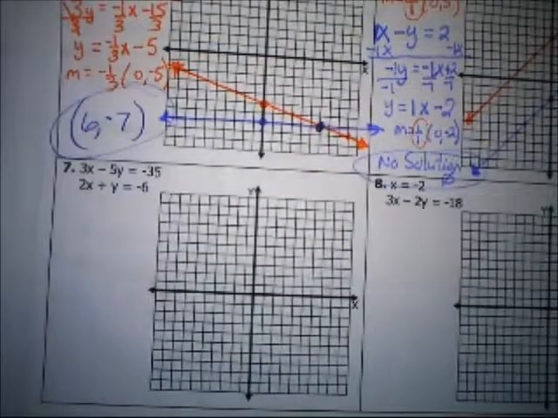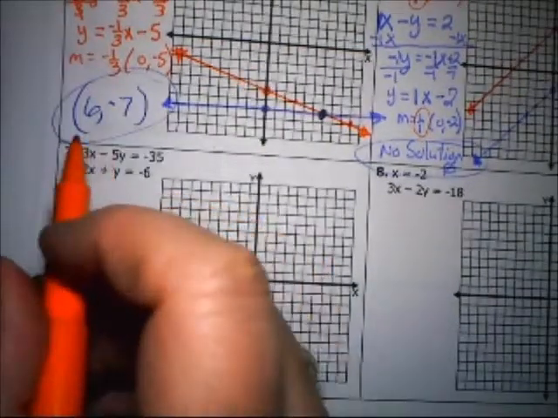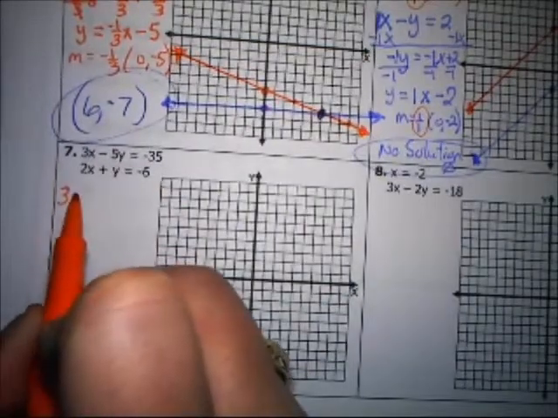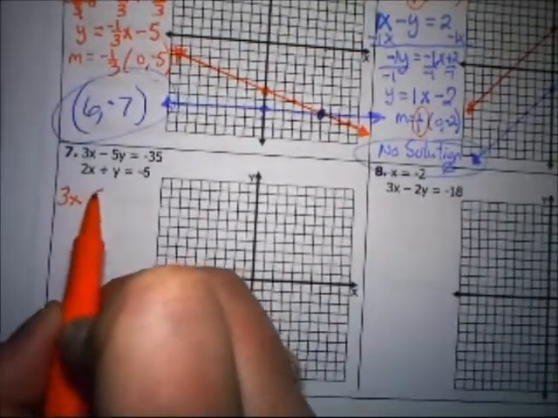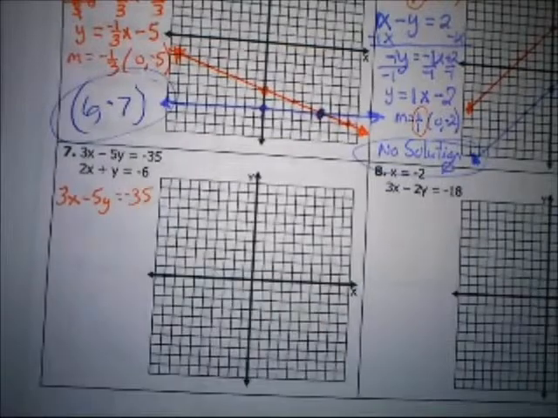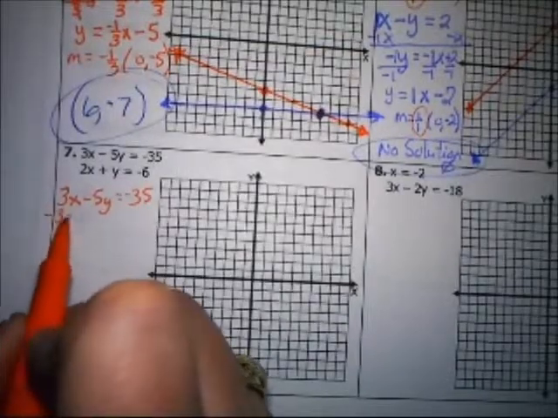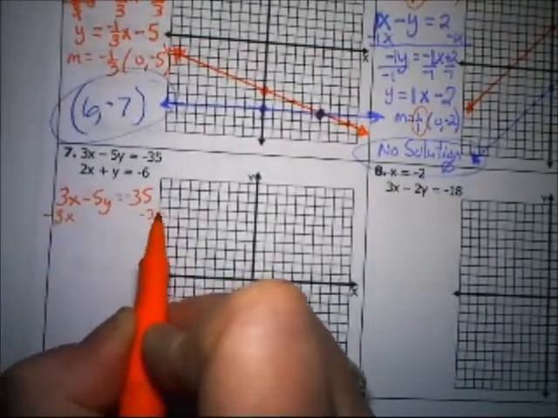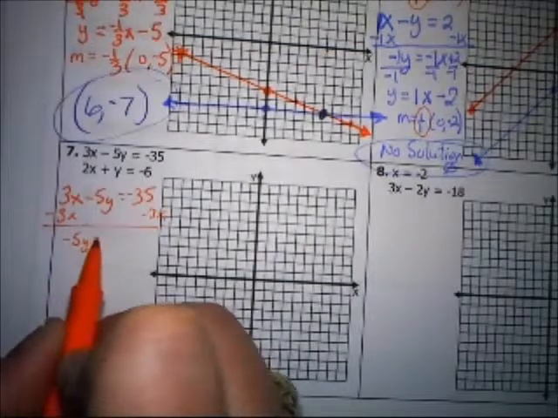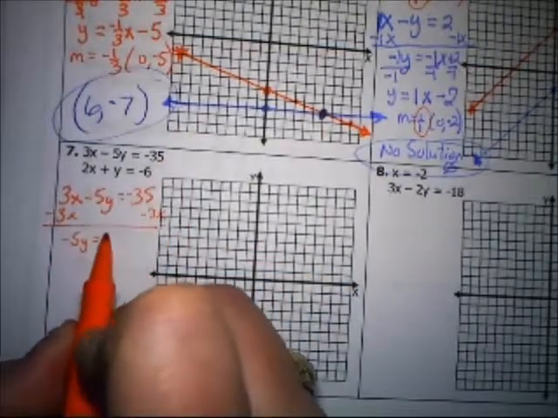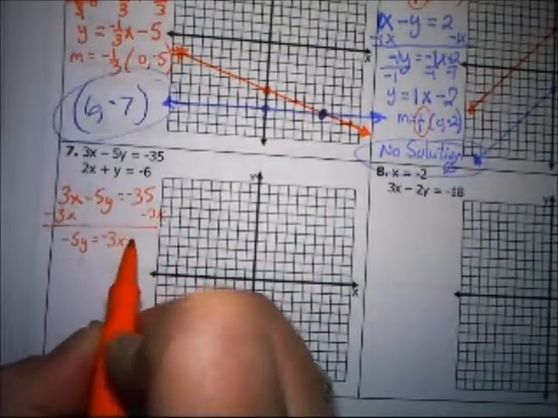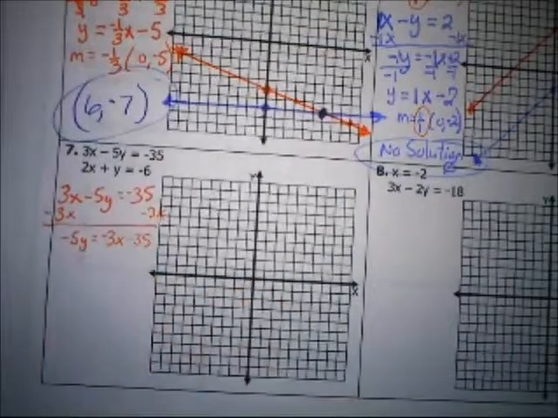Alright, number 7, we have a lot of work to do because neither equation is written in the correct form. So if I take the first equation, I have 3x minus 5y equals negative 35. I'm going to move the 3x to the other side of my equation, and negative 5y drops down so that I have negative 3x minus 35 on the right hand side.